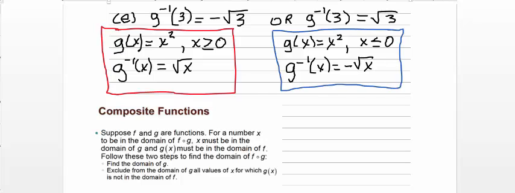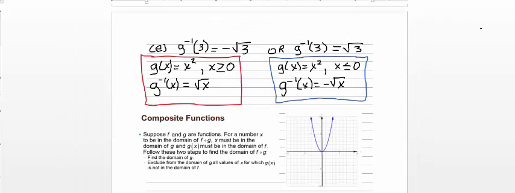So when I'm dealing with composite functions, notice that if I'm dealing with f of g of x, x has to be in the domain of g in order for me to put it into g first and then put that into f. And that means g of x has to be in the domain of f, since I'm going to put that as input to the function f.